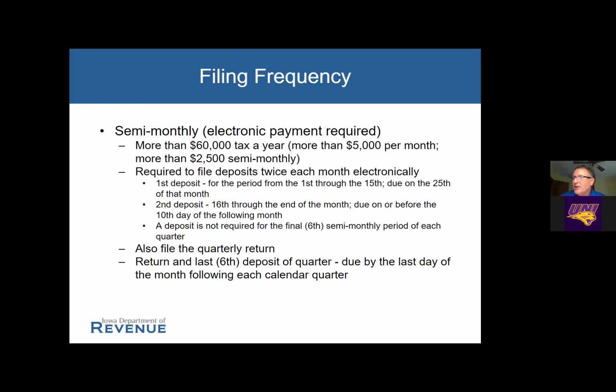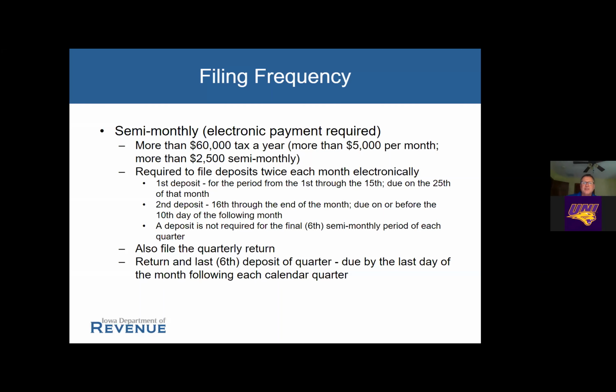The most frequent one that we have is for the semi-monthly filers. If you're going to remit the tax to the department semi-monthly, you've got to do electronic payments. That's required in the Iowa Code. This is for businesses and entities that are remitting more than $5,000 of tax per month. They're required to make deposits with the department twice each month. They need to do this electronically, and this can be done through our e-file and pay system.